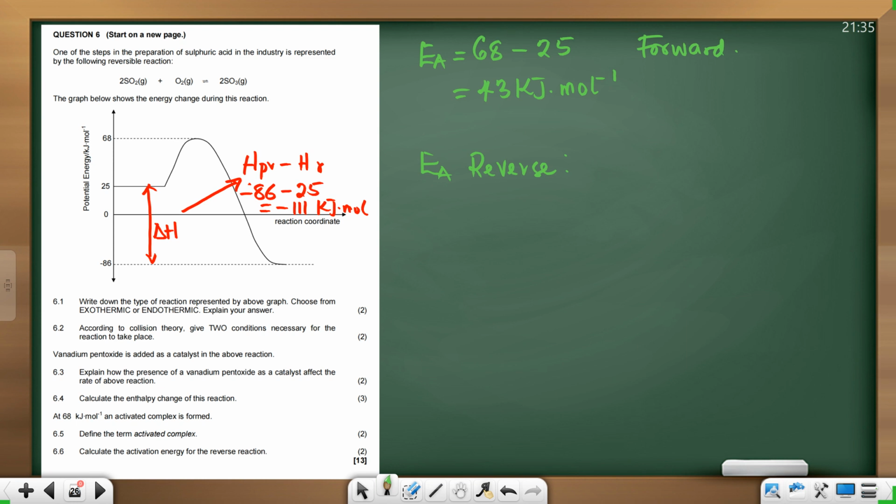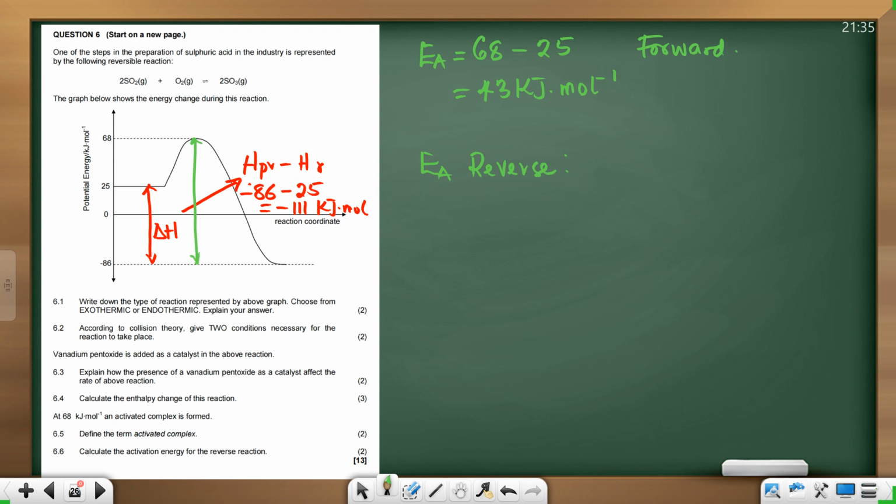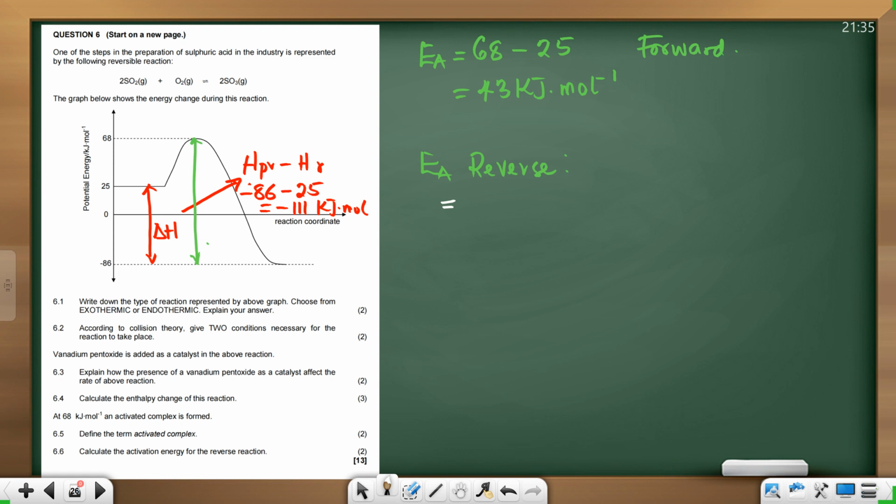EA for the reverse? $154. So if you don't just reverse the numbers. For the reverse, we start from here now. That's for the reverse. Is that okay? So it's 68 minus negative 86. And that will be 154 kilojoules per mole. All right, are we okay there?